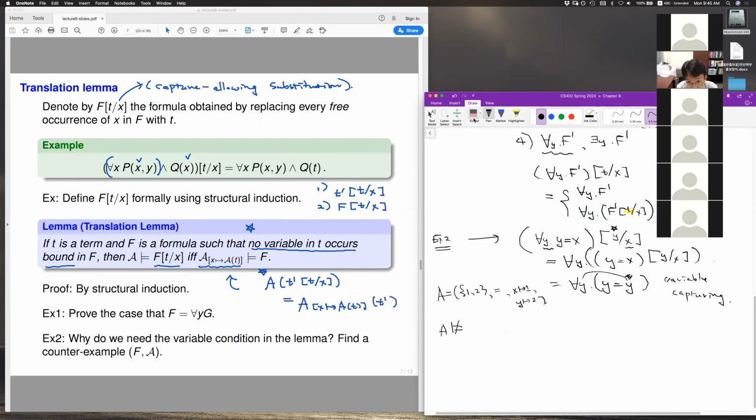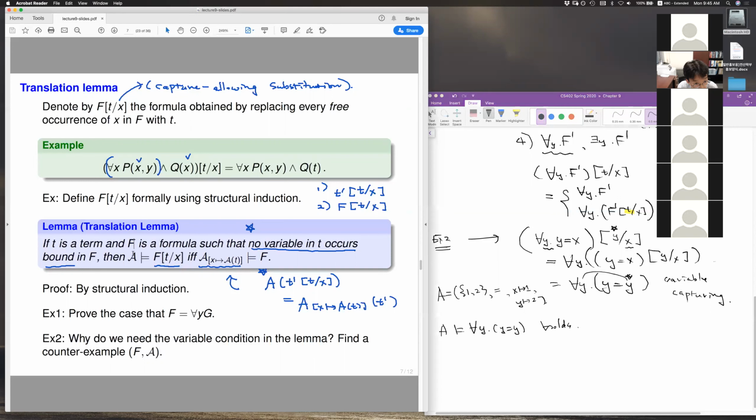So no, let me erase this. A is going to satisfy this first formula, for all y, y equals y. That's because for every y, equality means equality, so every y is equal to itself. So this is true. That's this part of the translation lemma. But the other part is not going to be true.